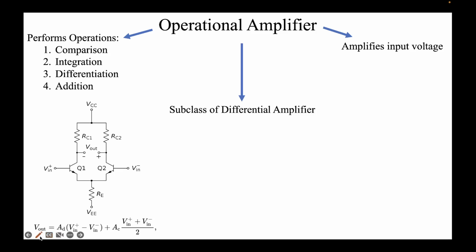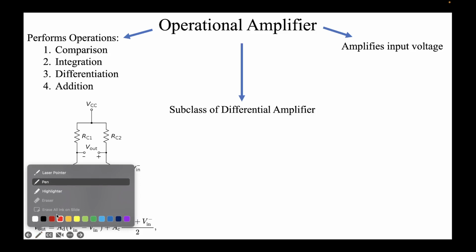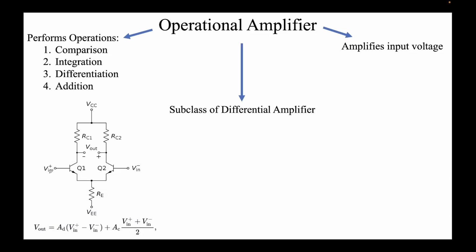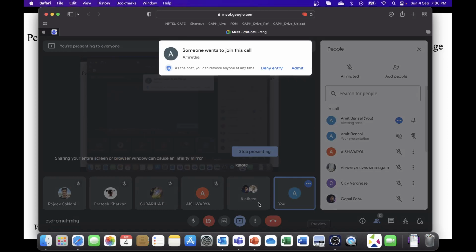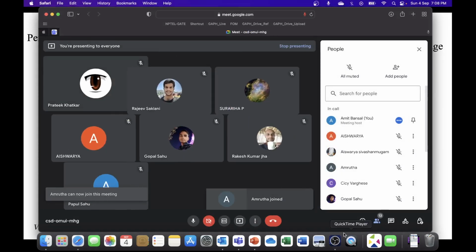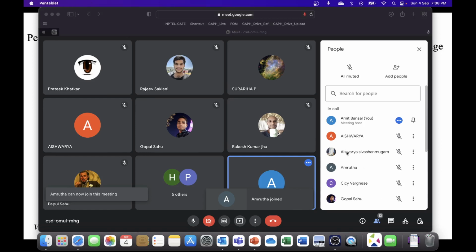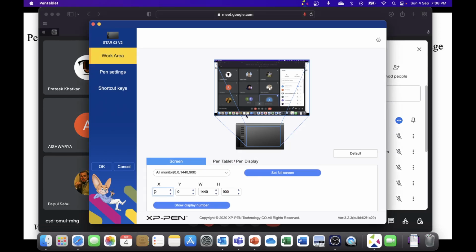Hold on a second, my pen is not working. Excuse me, my pen has stopped working. Just excuse me for a minute, sorry. I'll again share my slides. There is some problem with the software, I need to fix it.